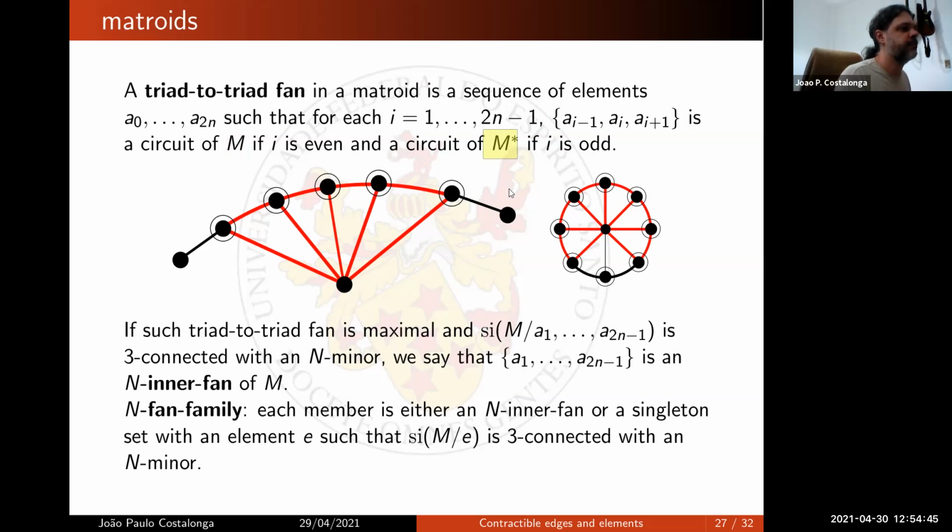the dual matroid. Beginning with the dual matroid, we're talking about Y-to-Y fans.